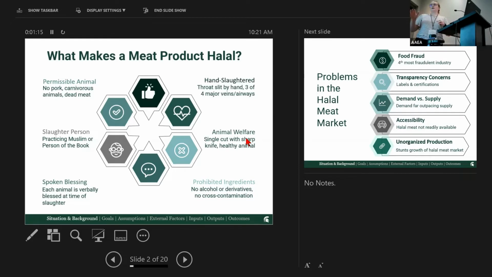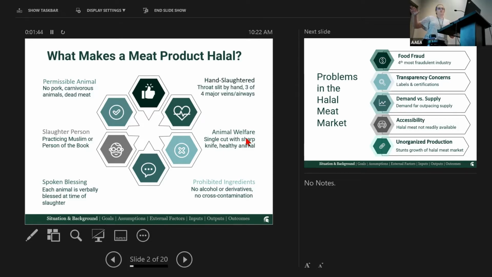And when I say dead meat, I mean that at the time the animal is harvested, the brain and the heart have to be functioning, because when they are harvested, they need to die by exsanguination, which means the heart needs to continue beating. The slaughter person needs to be an actively practicing Muslim or a person of the book. So a Jewish person or a Christian person who actively practices their faith. And that's important about the faith because at the time of slaughter for each animal, they need to be verbally blessed, basically offering them up to God as a religious sacrifice.